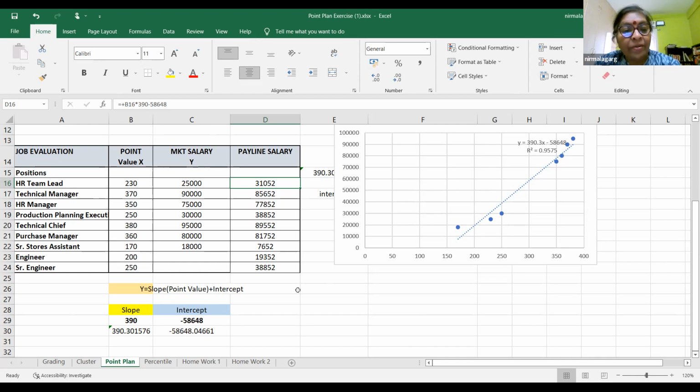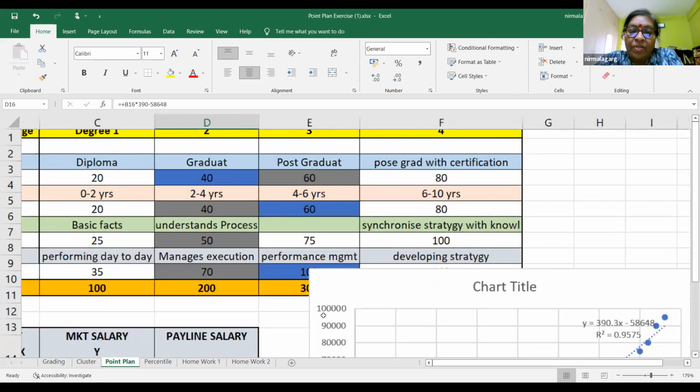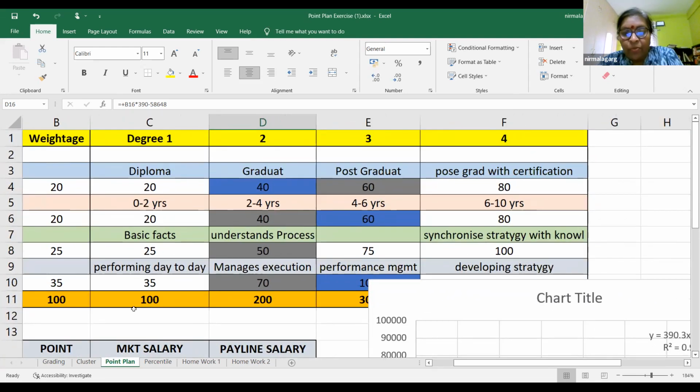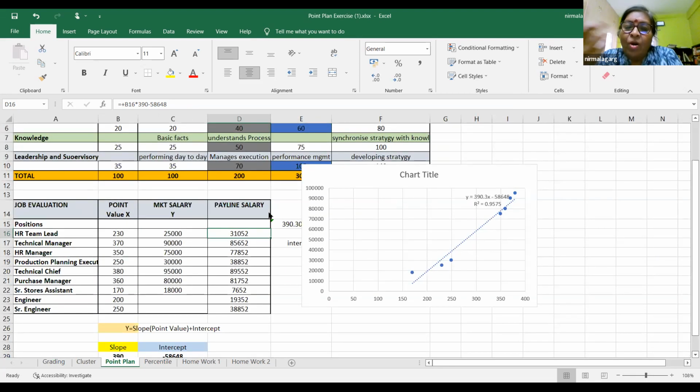Now, what I want you all to do is, whoever did that last time, take your Excel sheet. The entire group, I want you to work as one group in the same session; we don't have to go to any breakout room. What I want you to create is this point plan. I will be there to help you. Create a point plan for the same 10 positions you have worked on. You have already got market data also, so keep the market data. Then I will help you calculate salary or pay line salary. All right.